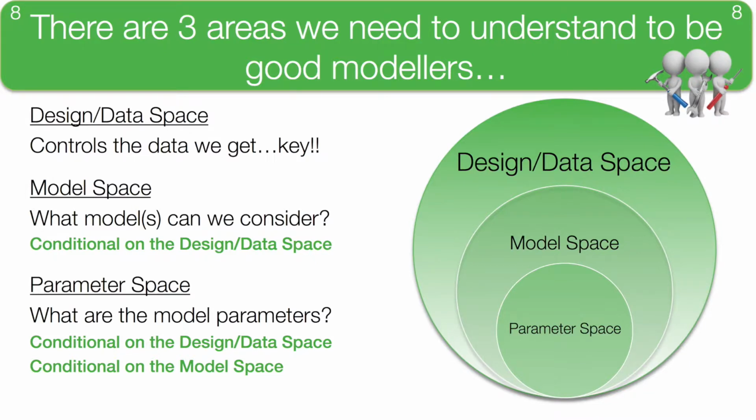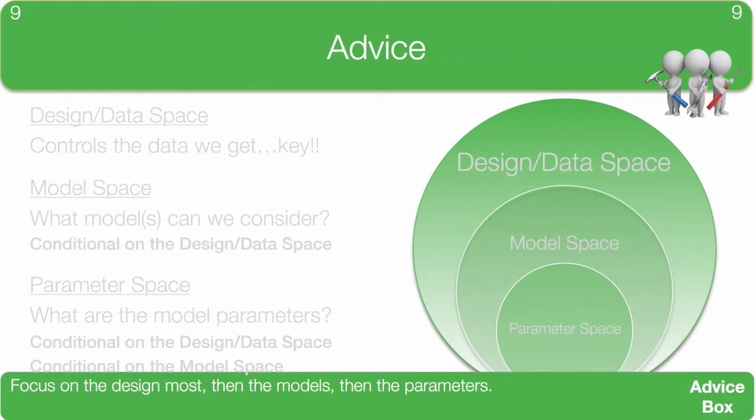Why is that key? Because it controls the model space, the models that we can consider, which is conditional on that design and data space. For example, if we're interested in modelling absorption in pharmacokinetics, we really need plenty of samples in that absorption phase so that we can compare and differentiate different absorption models. And finally, there's the parameter space. So what are our best estimates of the model parameters and the uncertainty around them? They're conditional on the design that we used as well as the model selected. So the advice here is that the most important is the design, then the models, and then the parameters.